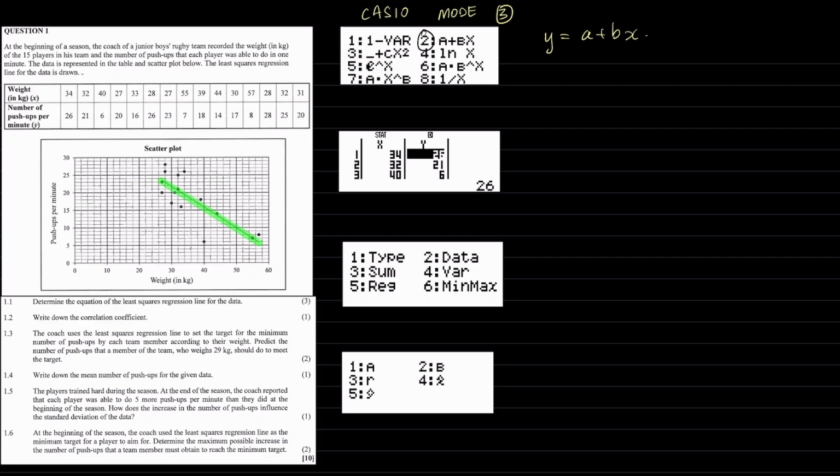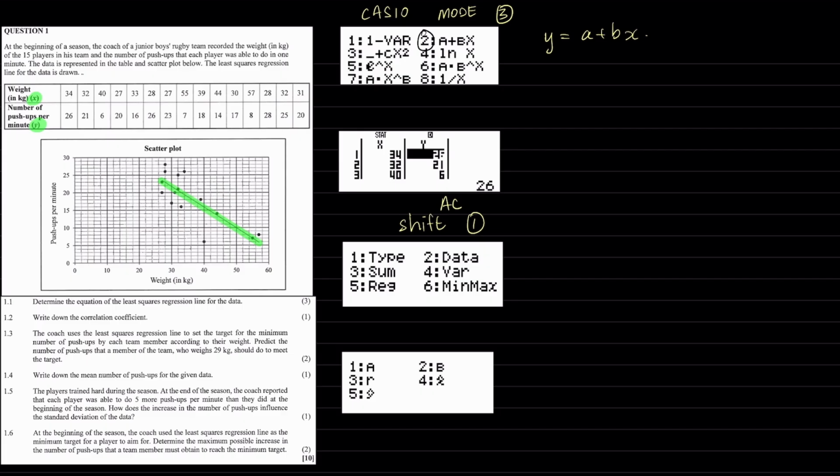When you click number 2, you're going to have a table. In that table, you need to enter all of the data that you have. You can see here that they've given us the x values and the y values. Once you've entered all of that data, you press AC on the calculator. So you enter all the data, you press AC. Then you press Shift and then number 1, and you'll have this screen.